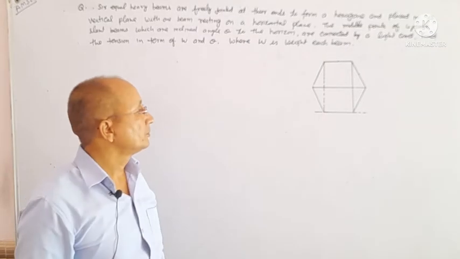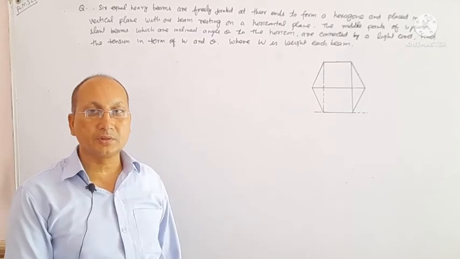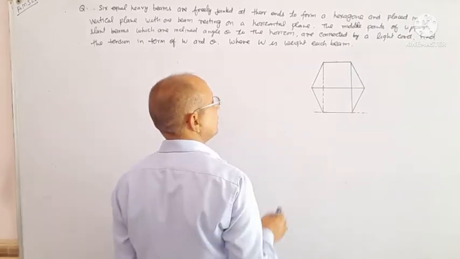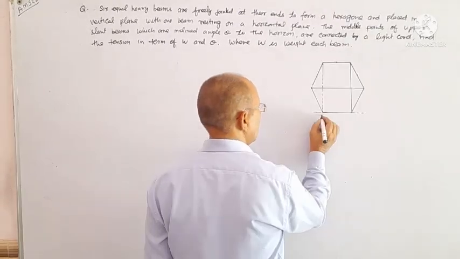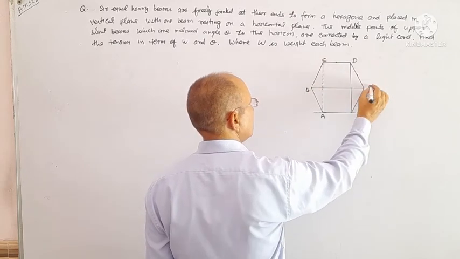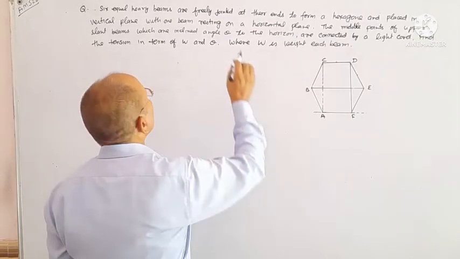Listen students, that is a hexagon made by 6 equal rods, each of length 2a and weight W. A, B, C, D, E, F. According to the question, 6 equal heavy beams.